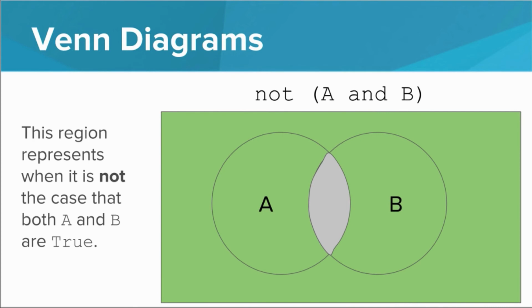This region represents when it's not the case that both A and B are true. So the dart could have landed in circle A, or it might have landed in circle B, or it might have landed in no circle, as long as it didn't land in both circles.